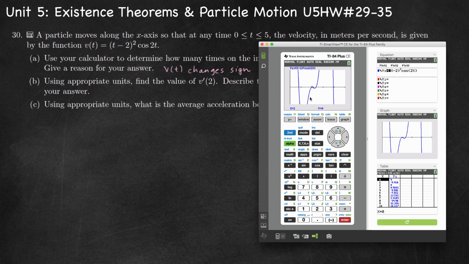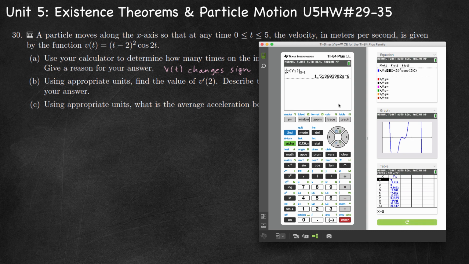But let's answer the other part of the question. What's v prime of 2? So I have v of t in my y1, and if I want to find the derivative of that at 2, I can use Math 8 to do that. So I'm going to go back to my home screen. Math 8, I want the derivative with respect to x of y1. My velocity equation is in y1. So alpha f4, y1, and then I want to find this derivative at a value of 2.